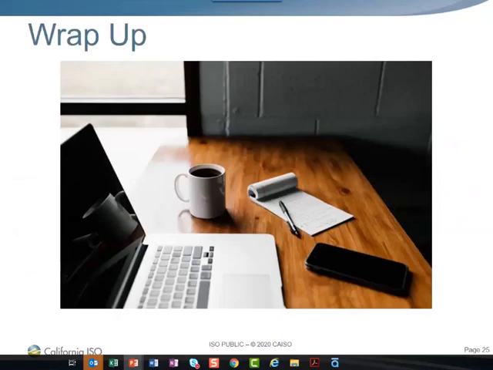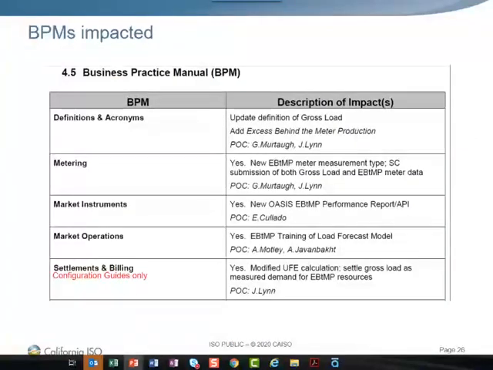So I'm going to go through the wrap up, then I'll stop again for questions. So the BPMs that are impacted: definitions and acronyms is going to be impacted, but we only do those updates, I believe, quarterly, so you might not see it in coordination with all the other BPM updates, but the BPM will be updated to provide the gross load and the excess behind the meter production definitions. The metering BPM is going to be updated, market instruments and market operations. For settlements and billing, there's going to be configuration guides that are updated. The actual settlements and billing BPM I don't think is going to be updated, but you will see configuration guides that are updated.